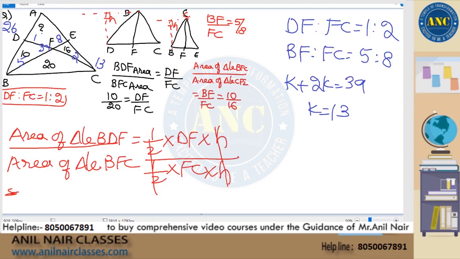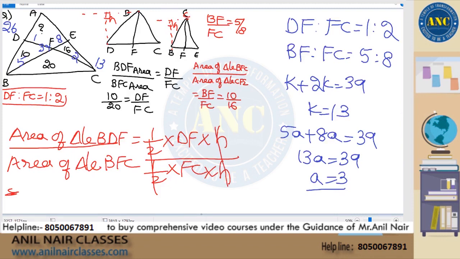I hope you are all there with me, right, sir? So one is 26, another is 13. 5 plus 8 is 13. 5a plus 8a is 39, 13a is 39, a is nothing but 3. If a is 3, 5 3s are 15, and this is 24. And these are nothing but 3.